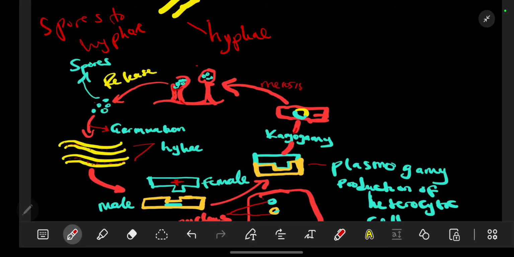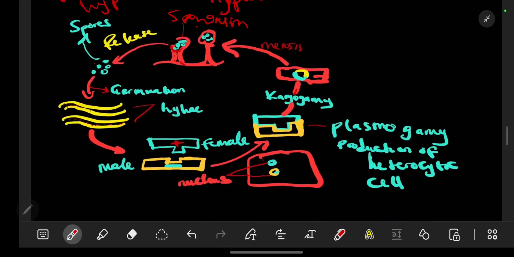So we have the sporangium release the spores. Sporangium are the ones that bear. So this structure is the sporangium. The sporangium will be able to, more like I would say, produce spores. Then the spores are released.